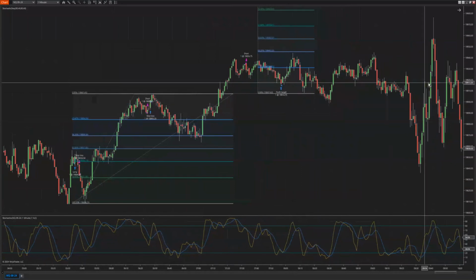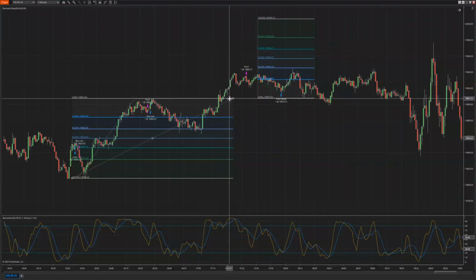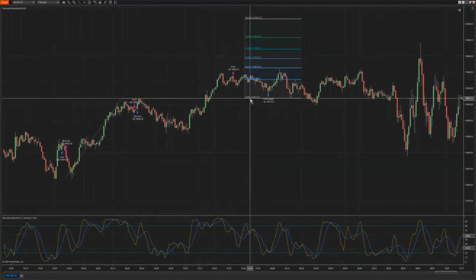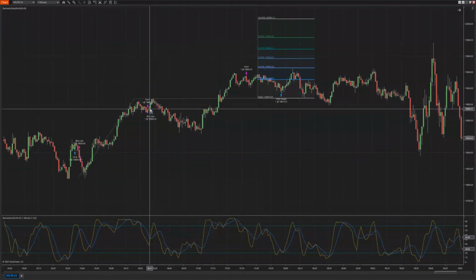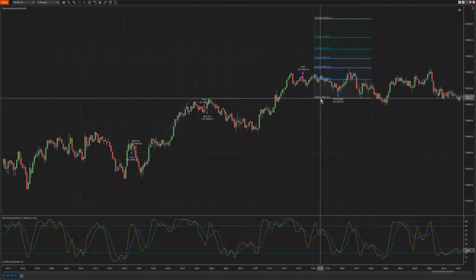And then vice versa. If you are using a trend-based system, you're going to use extensions. So up here is an extension of the previous move. So you're going to use it based on the low and high of this move. You're going to want to get towards a 23.